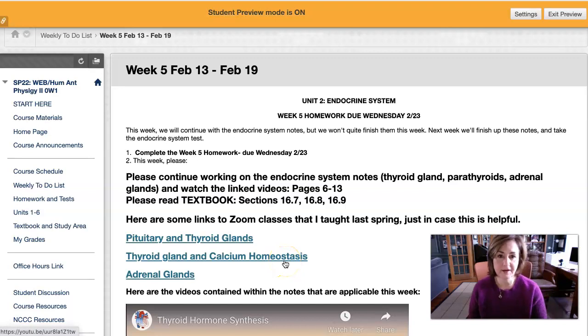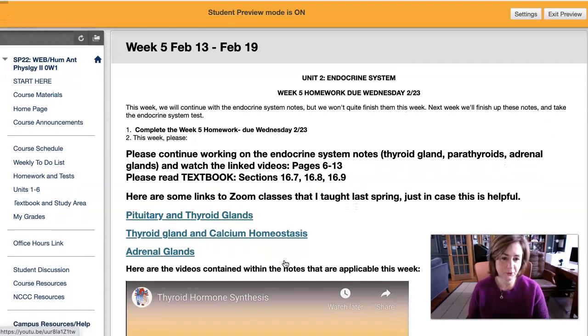Now this week, we want to continue with the endocrine system. So hopefully last week you learned about the pituitary gland and how secretion from the pituitary gland is regulated. This week we're looking at the thyroid gland with the parathyroid glands and then the adrenal gland.